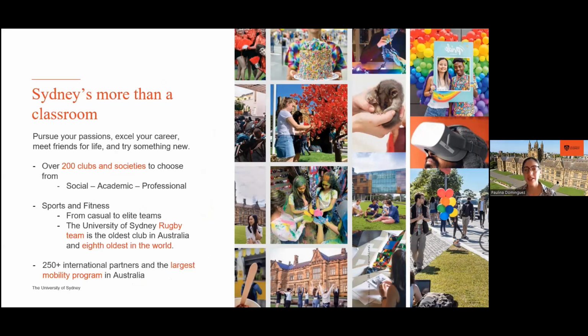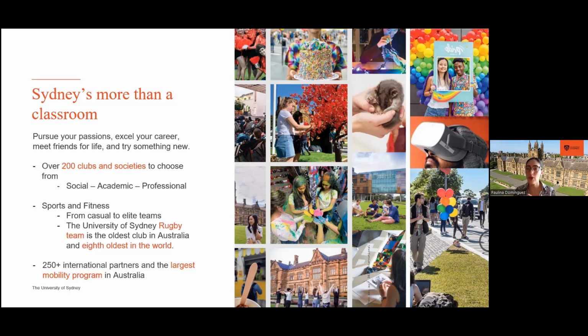Alrighty, well, this is something very important for international students. Sydney is more than a classroom, and it's not only about coming to study and just study. Your life is not in a classroom. Your life is actually outside your classroom as well. So for that, we have over 200 clubs and societies to choose from. They can be social, academic, professional. This is the time for you to start making friends and building those relationships.